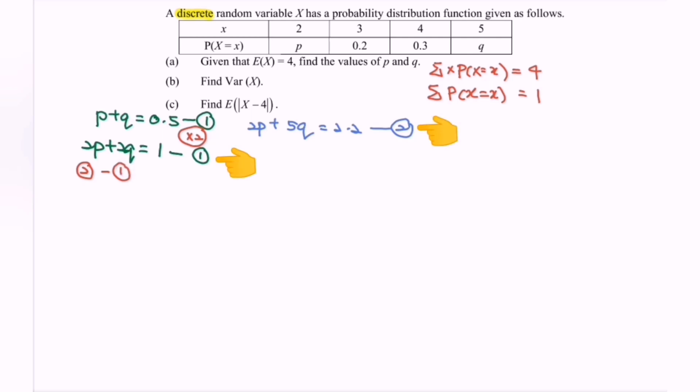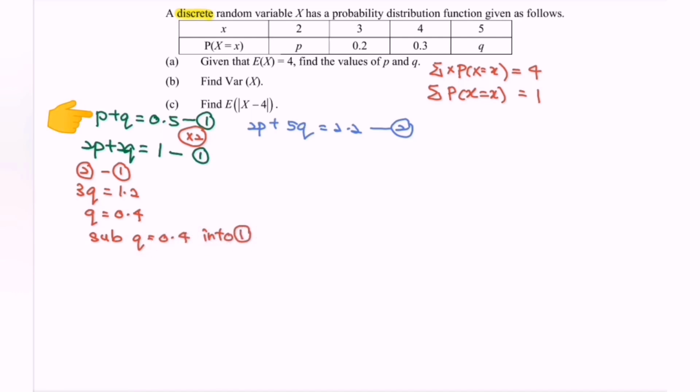If we subtract, 2p minus 2p, then 5q minus 2q, where we have 3q, equals 2.2 minus 1, where we have 1.2. So q will be equal to 0.4. That is the answer for q. Substitute q equals 0.4 into the first equation. So p is equal to 0.5 minus 0.4, so p will be equal to 0.1. Next is to substitute the p and q into the table.